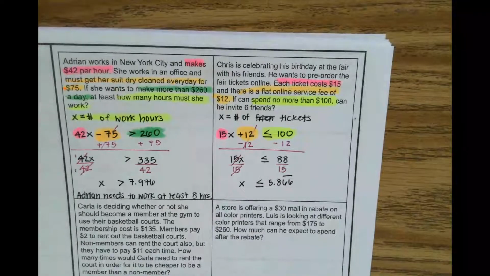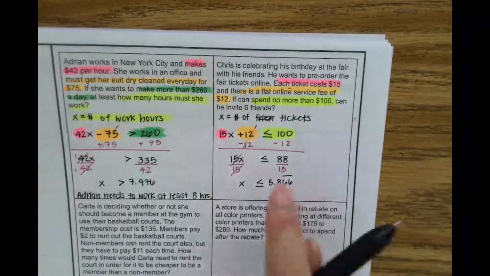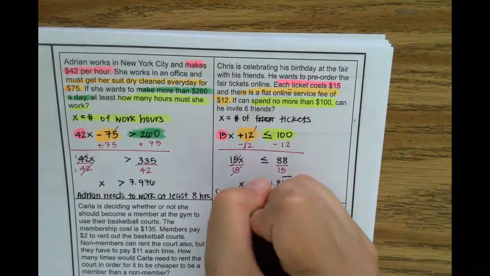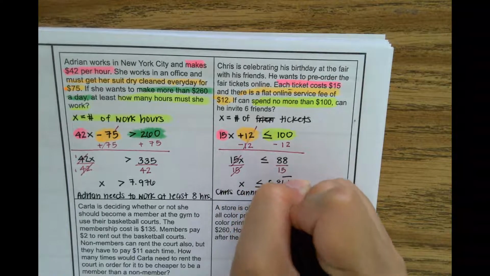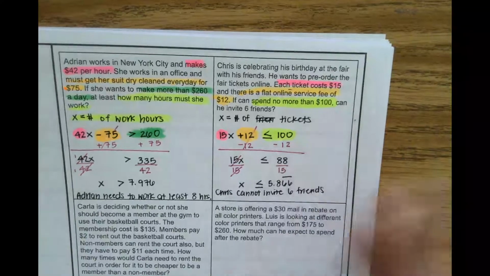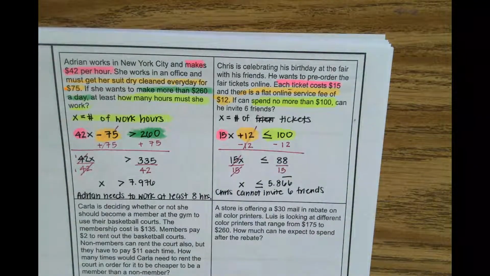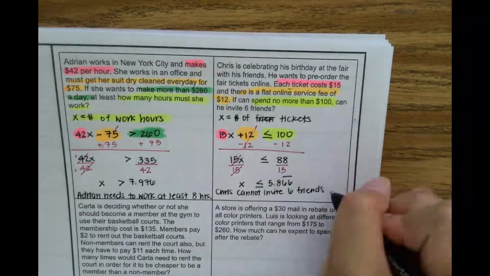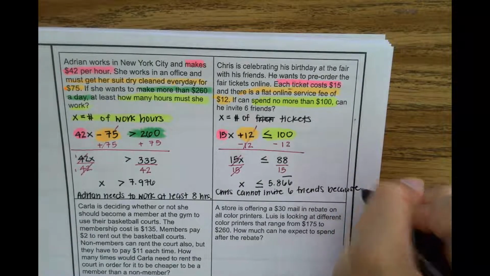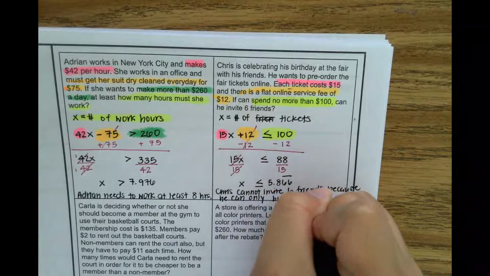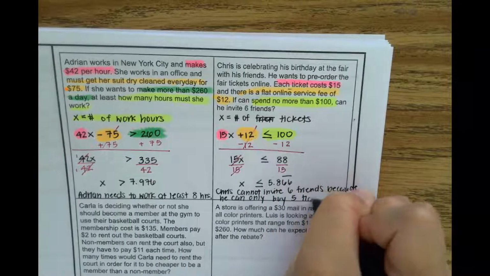Okay, so can Chris invite 6 friends? The answer here is no, right? So Chris cannot invite 6 friends. And the reason why is because how many tickets can he buy? If x is the number of tickets, not the number of friends, the most tickets he can buy is 5, right? So he can't buy 6 and himself. So Chris cannot invite 6 friends. The reason is because he can only buy 5 tickets. So really he can only invite 4 friends because 1 ticket is for himself.